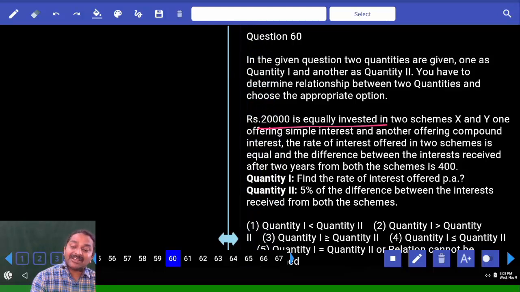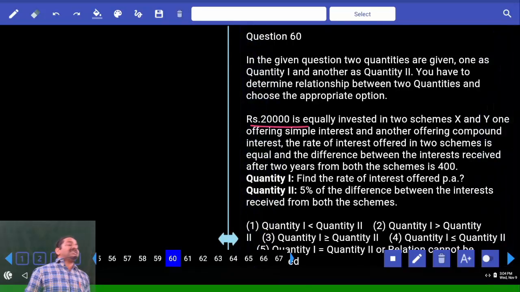Equally invested. 20,000 is equally invested in X and Y. So X should get half, Y should get half. Understood? Right. So how much is the investment in each scheme? If 20,000 rupees is invested in X and Y each, then investment becomes 20,000, 20,000. Understood? Right. So finally what is the investment in each scheme?